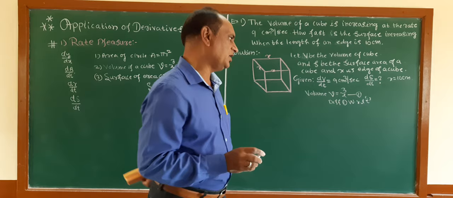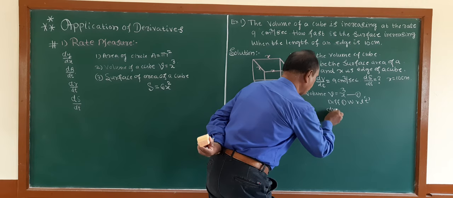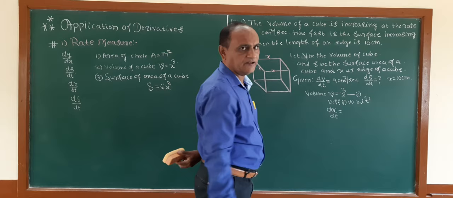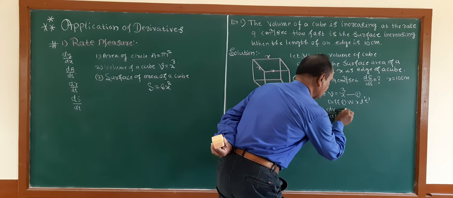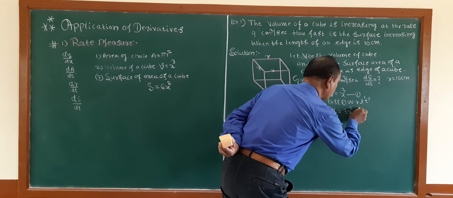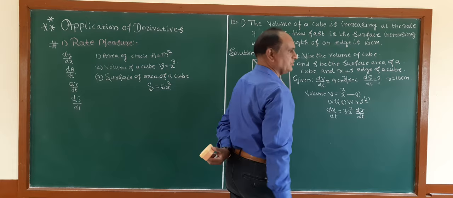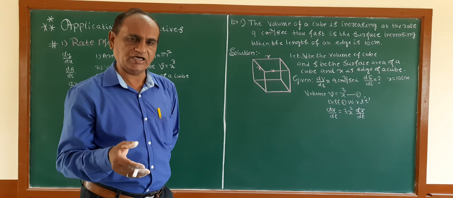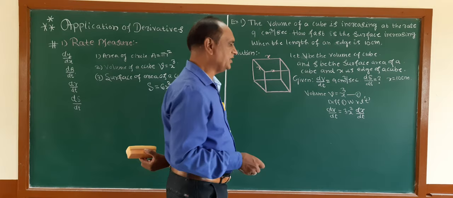The derivative of V with respect to t is dV by dt, equal to the derivative of x raised to 3 with respect to t. The derivative of x raised to 3 is 3x square, and then again the derivative of x is dx by dt. So dV by dt equals 3x square into dx by dt. Then substitute the value.